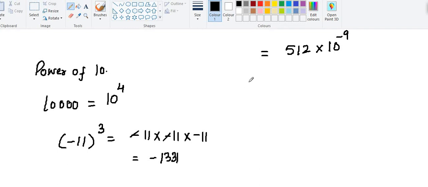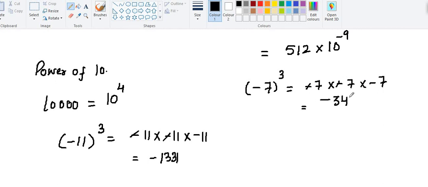What if I ask you minus 7 cube? So it will give you minus 7 into minus 7 into minus 7. So the answer is minus 343. What if it is being asked as what is minus 5 cube? Can you give me the answer directly? Minus 125. Yes, the answer is minus 125.